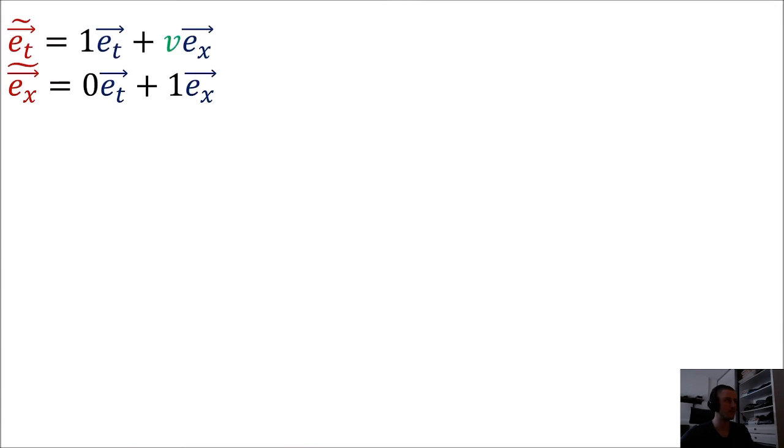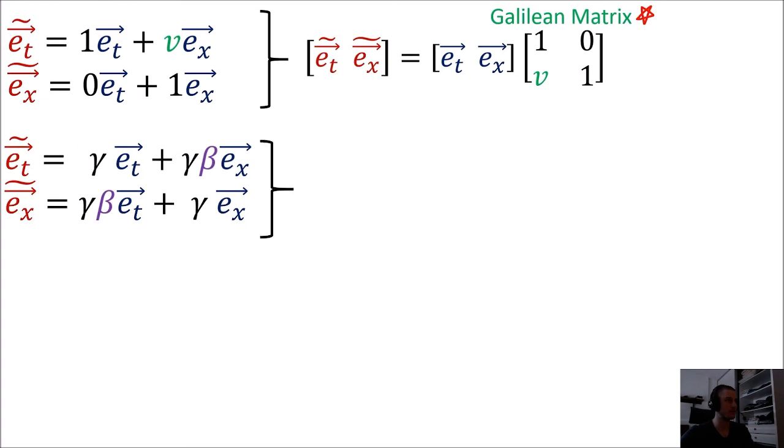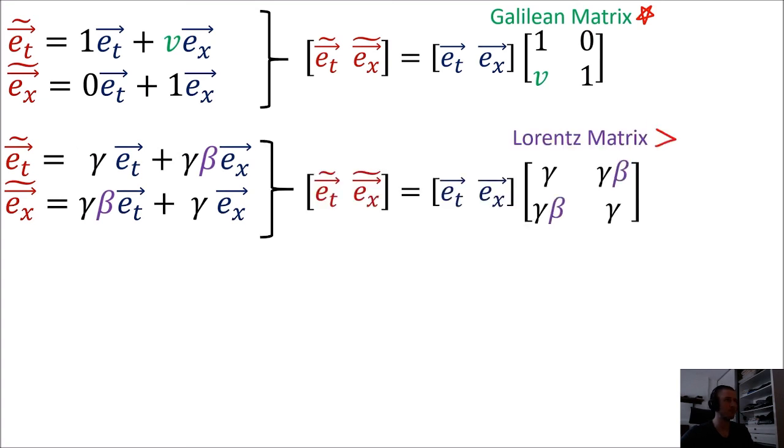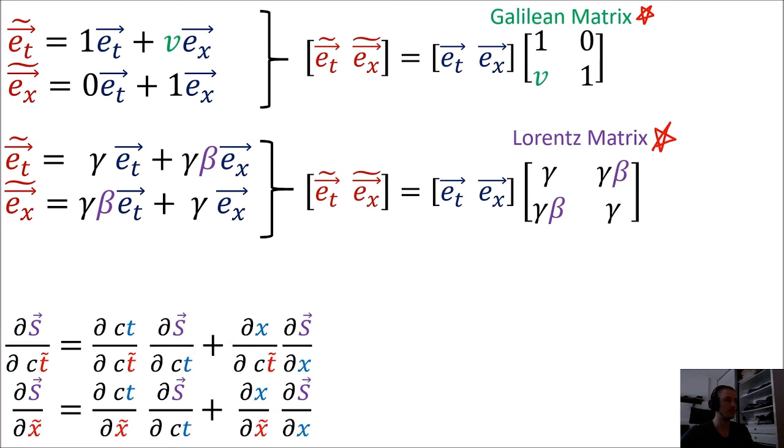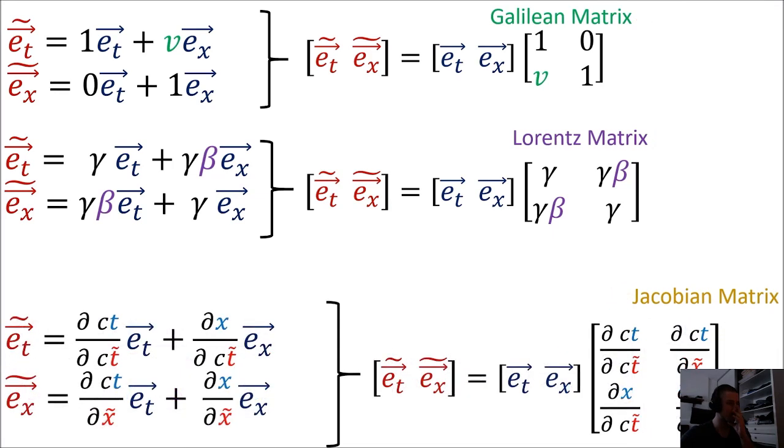So we've seen that we can write a Galilean transform of spacetime basis vectors in array notation like this, with the basis vectors written in a row and the coefficients written in a Galilean matrix. We also saw that we can write a Lorentz transformation of basis vectors in array notation using a Lorentz matrix. And now we can write the multivariable chain rule method of changing basis vectors in array notation like this, where this matrix of partial derivative coefficients is called the Jacobian matrix. We can also rewrite the basis vectors in the standard notation if we want.